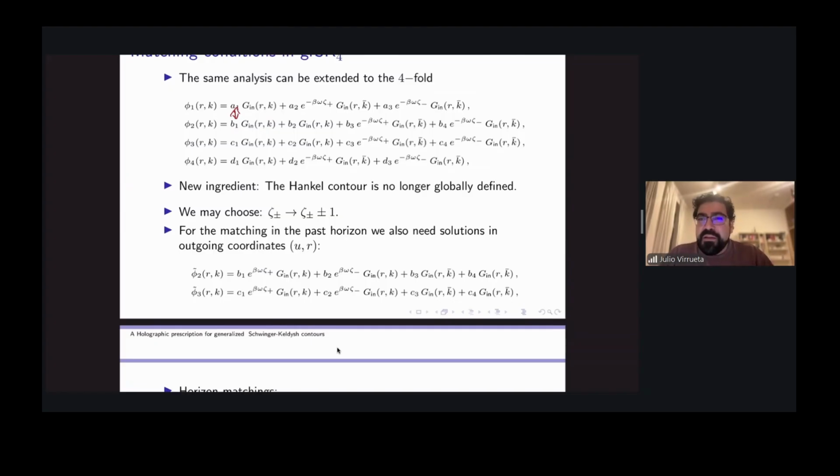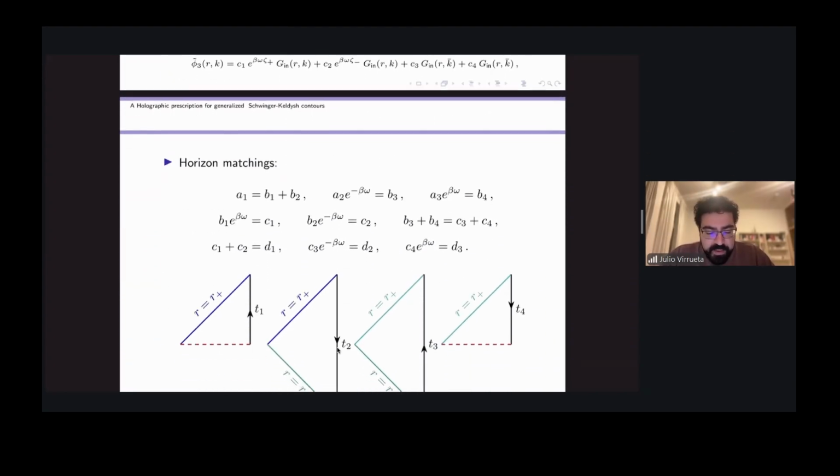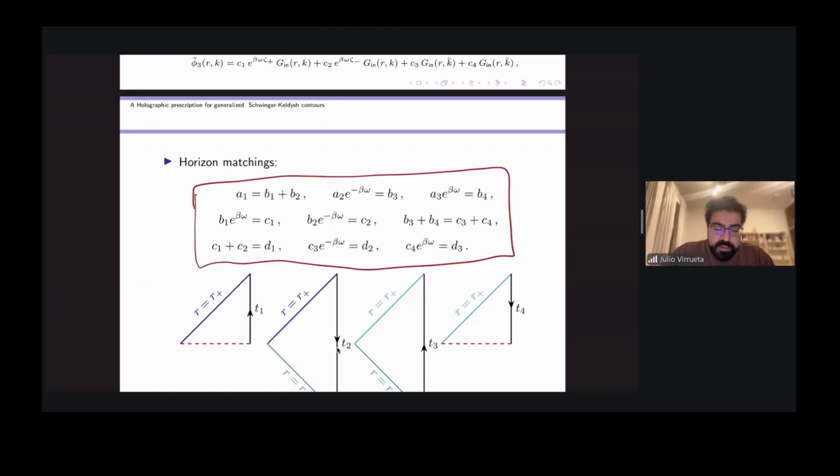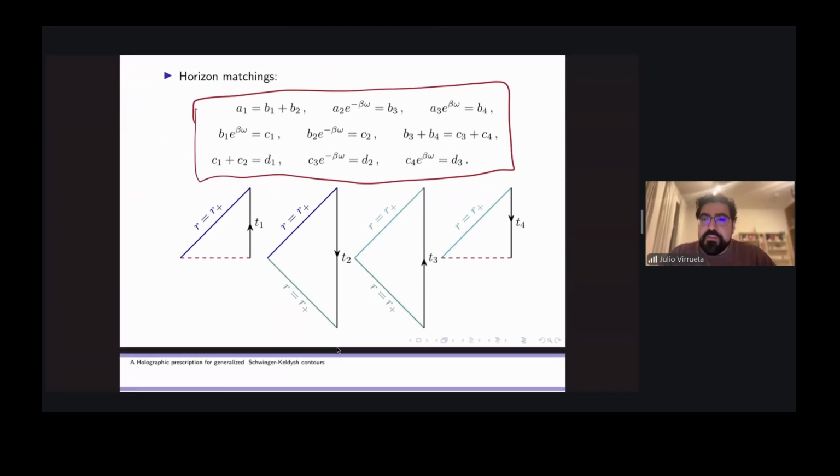One is to keep switching between ingoing and outgoing coordinates over and over again, but it's not too complicated. One can eventually obtain a system of equations that implement the matching in this geometry. I literally just imagine I have a field here, and I push it to the horizon. It comes up somewhere over here.